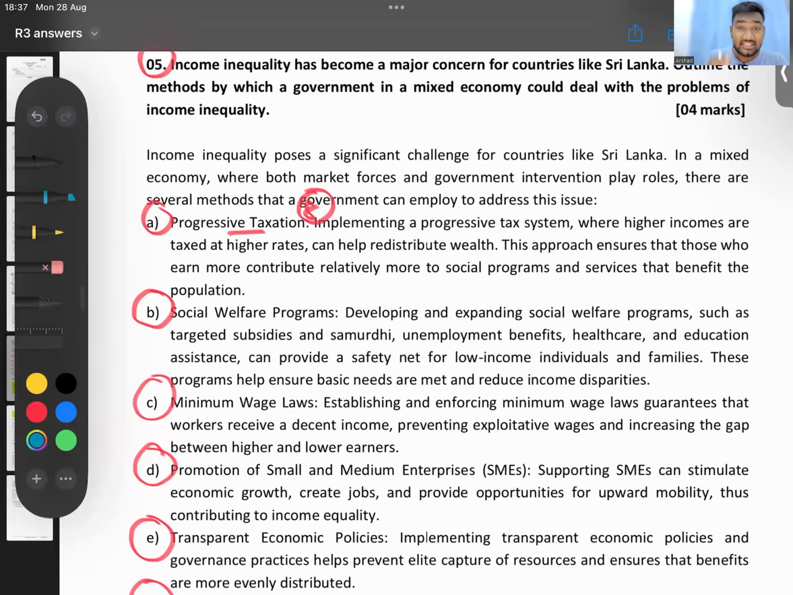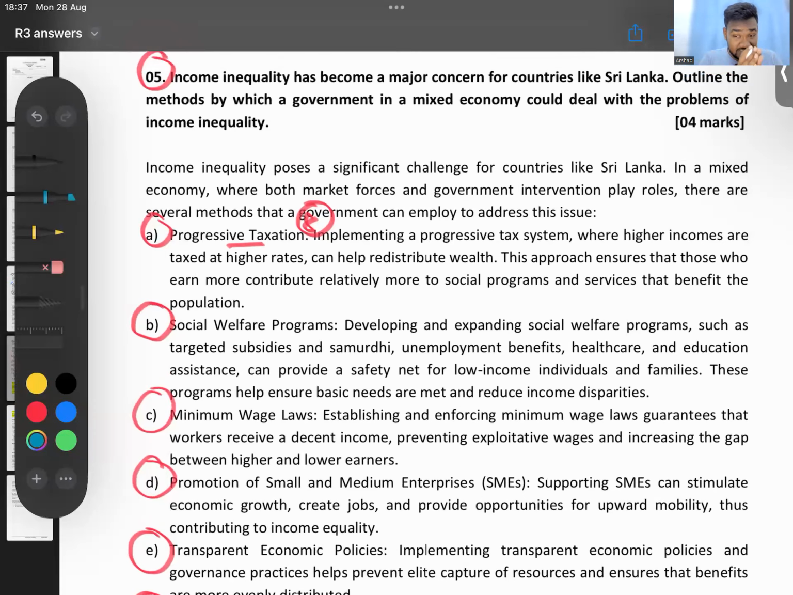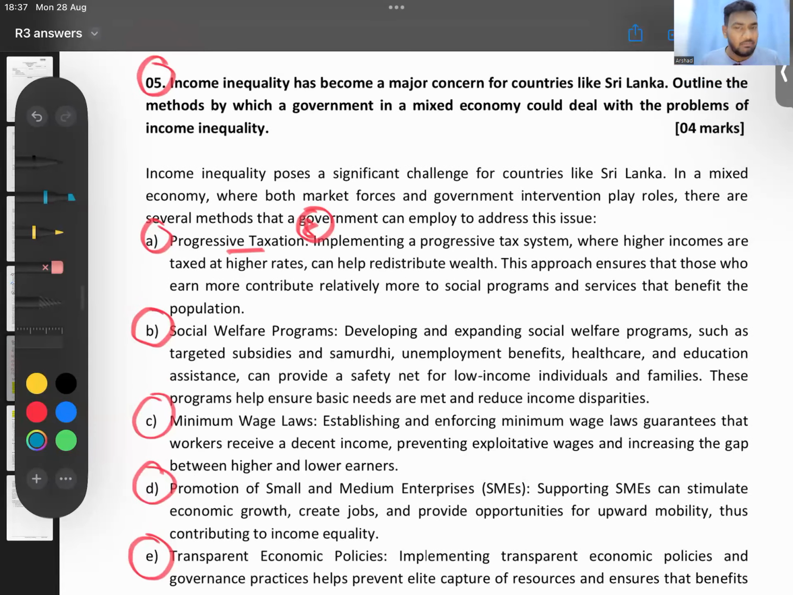Yes. When they say outline, you don't have to explain big paragraphs, but you have to write the point and explain it in 1-2 lines. That is what outline means, right? So when they say outline, it doesn't have to be big paragraphs. Write the point, explain that in 1-2 lines. That's what outline means. Outline is a little bit more than state.